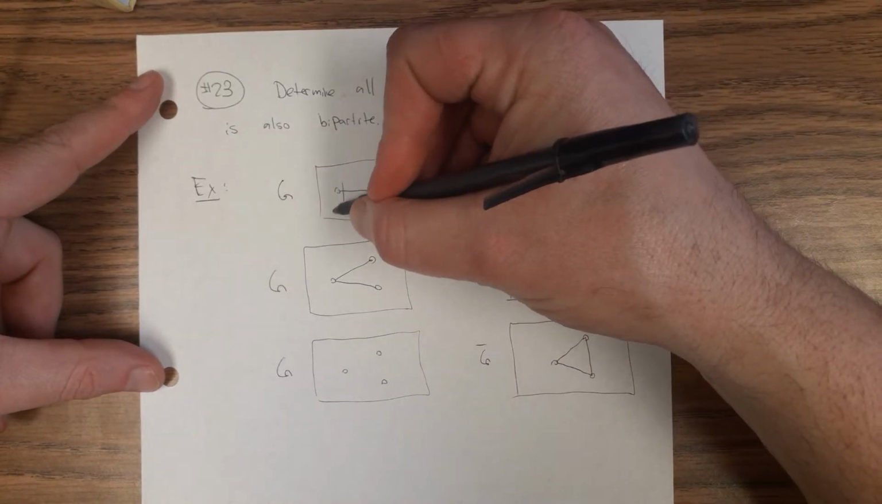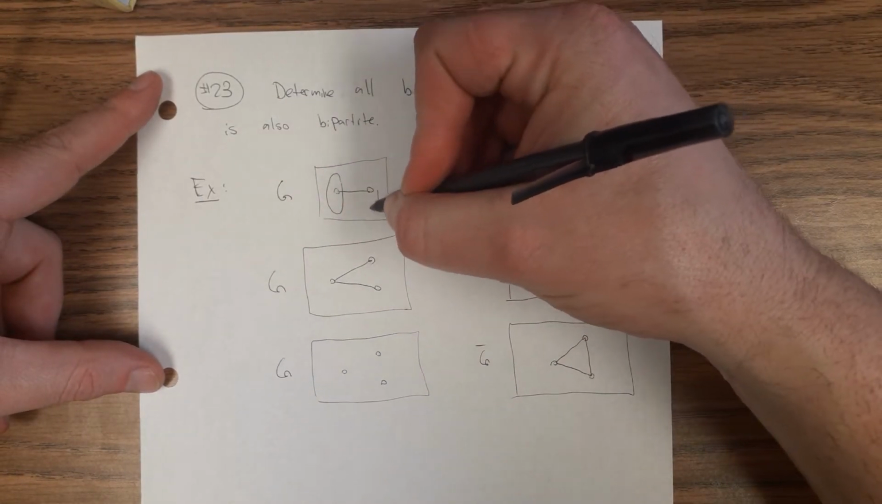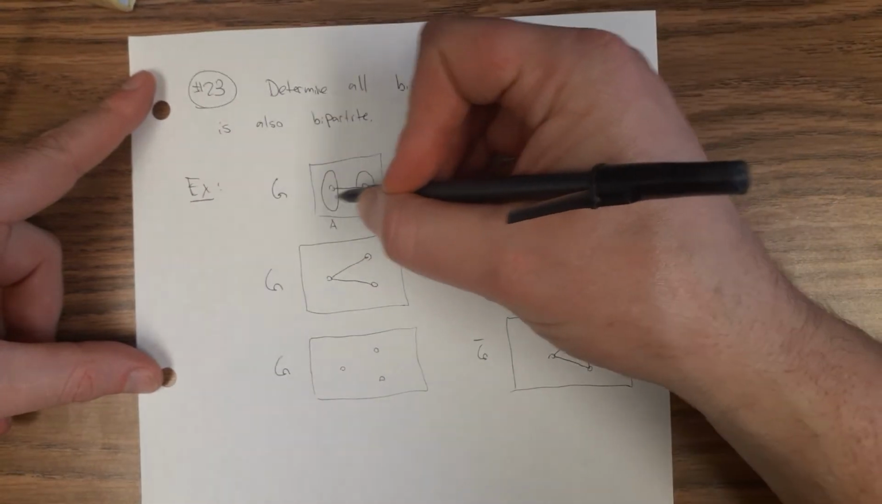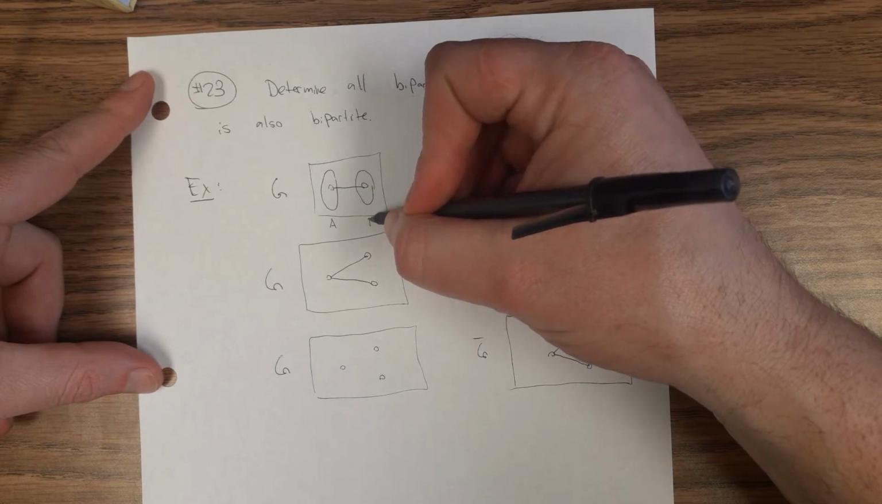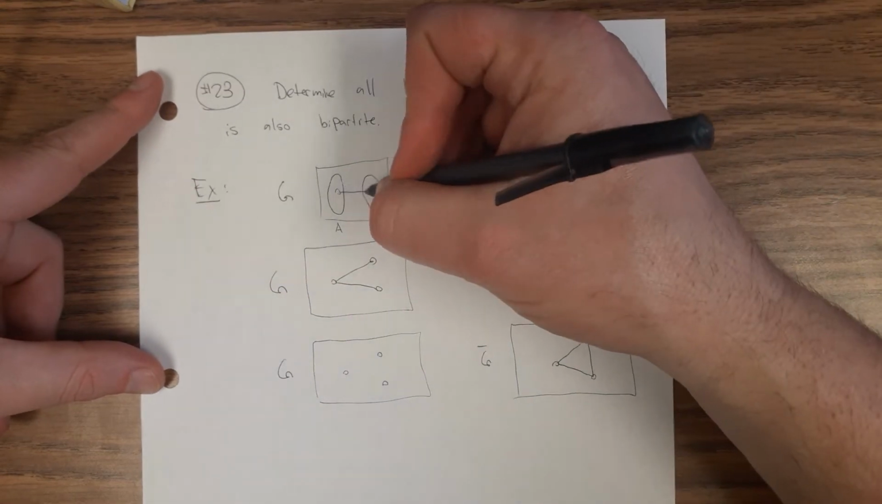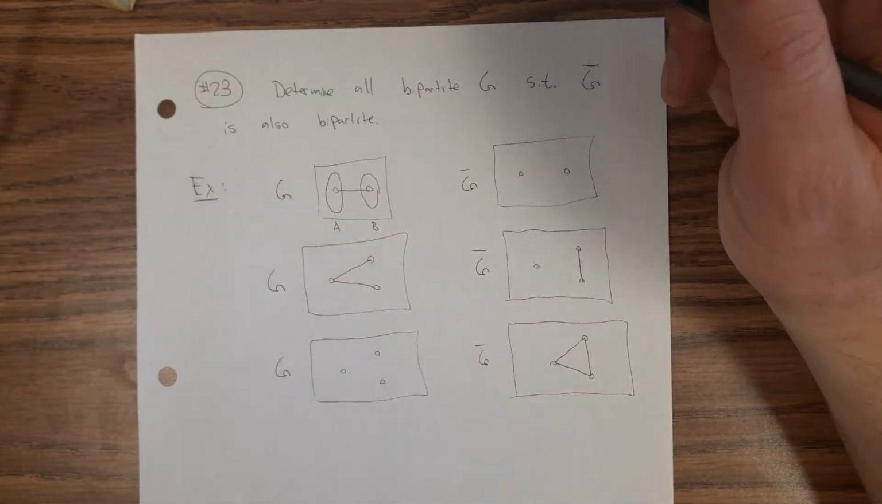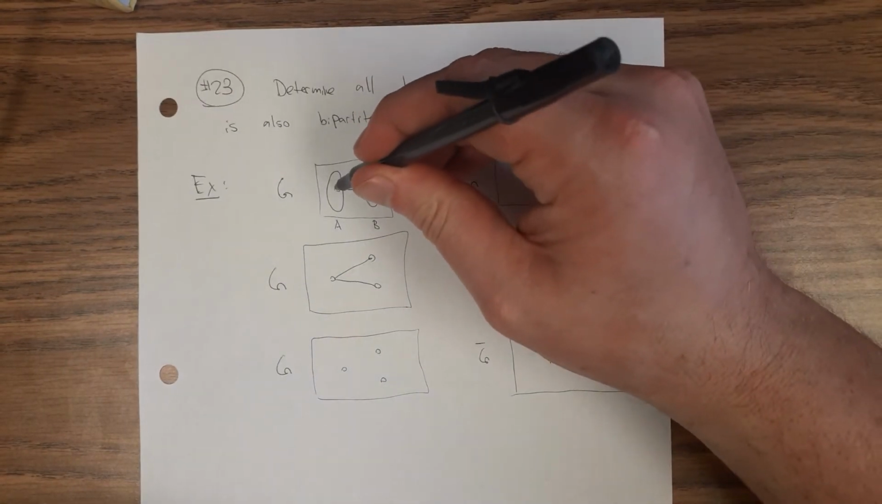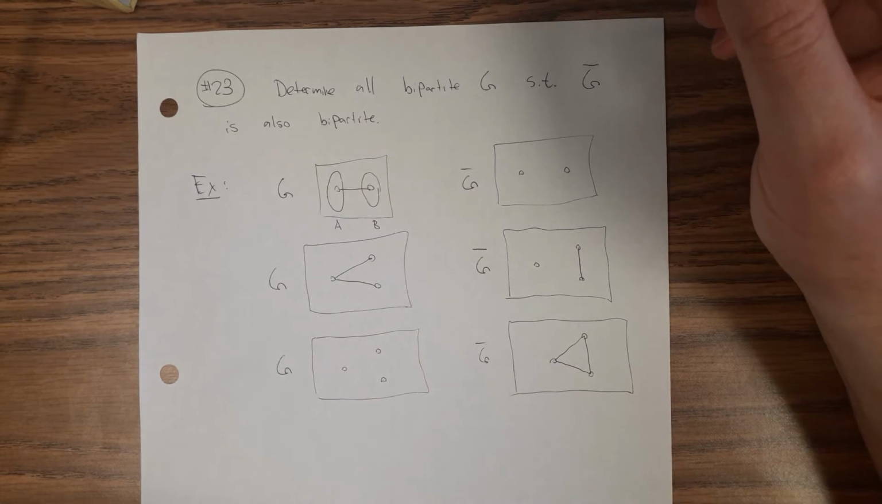So for example, this graph is bipartite if I just let this set be a set of one vertex, and I'll call that one A, and I'll call this one B, and every edge in the whole graph goes from A to B. Or every edge in the whole graph has one end in A and the other end in B.